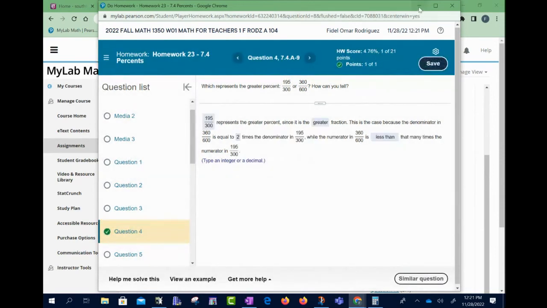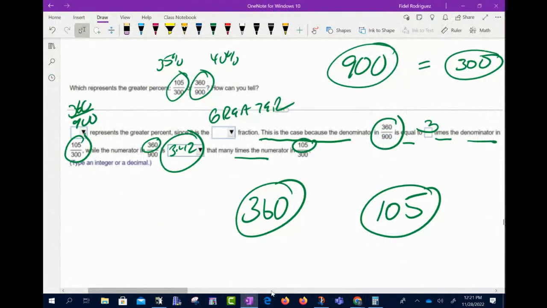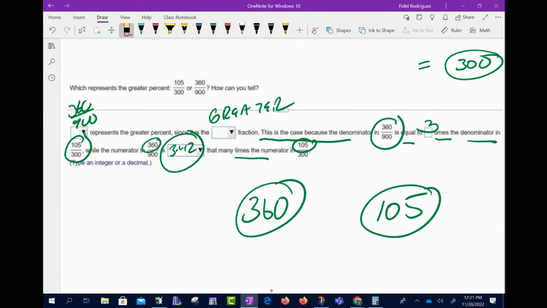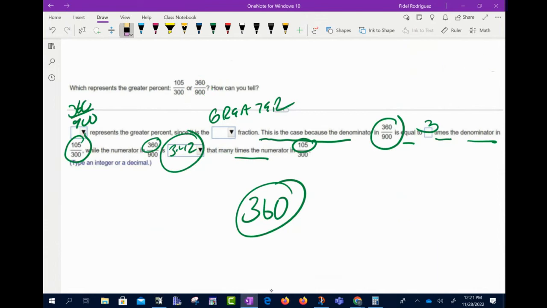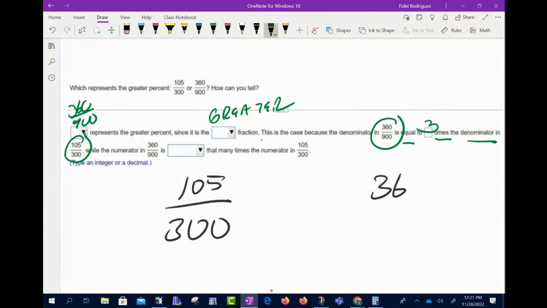So let me tell you what they're looking for, y'all. Sorry, let me come back over here. I want to make sure I'm telling you guys the right way. Let me show you what they're doing here. Everything else is good. We're just going to do a little stare and compare. So look, we have 105 over 300, and we're going to compare it to 360 over 900. And we want to know which one is it, less than or greater than?